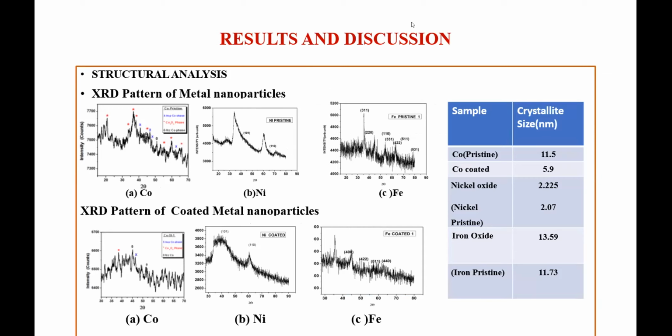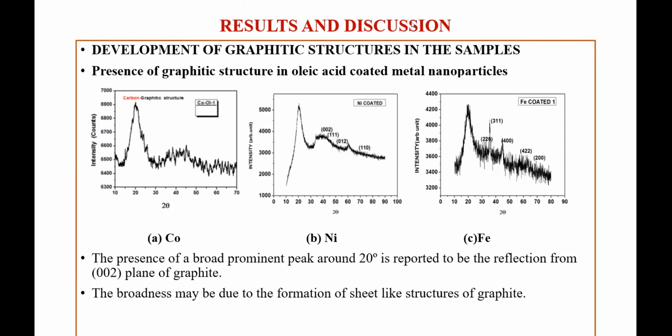These are the XRD patterns of uncoated metal nanoparticles and the oleic acid coated metal nanoparticles. The crystallite sizes estimated from the XRD pattern are listed in the table. In the uncoated metal nanoparticles, the XRD pattern shows the prominent peaks of metal oxide phases. When they are coated with oleic acid, the XRD pattern shows the prominent peaks of metal nanoparticles rather than the metal oxide peaks. And from the XRD, the presence of graphitic structure in oleic acid coated metal nanoparticles is found.